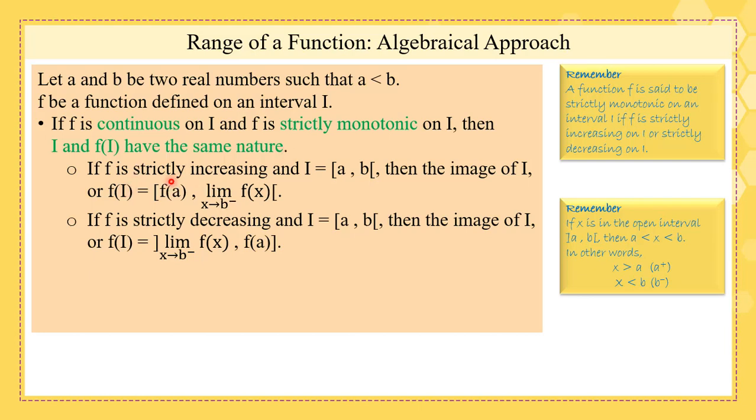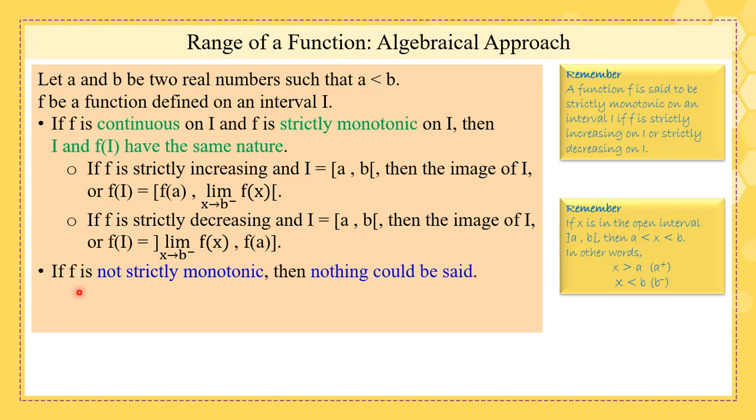Well, specifically, if f is strictly increasing and I is semi-open or semi-closed, [a, b), then we can say that the image of I, or f of I, is [f of a, limit as x tends to b minus). Whereas if f is strictly decreasing, we can say that f of I is (limit as x tends to b plus, f of a], so we flip the boundaries.